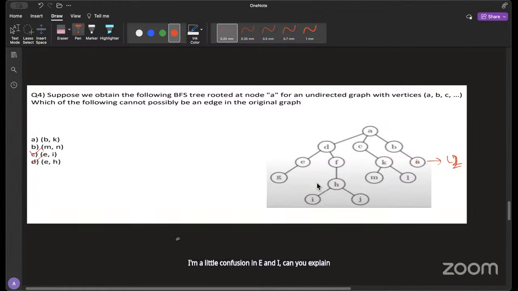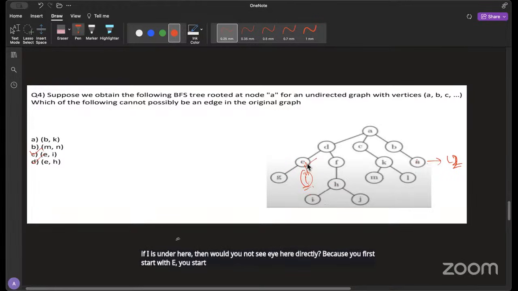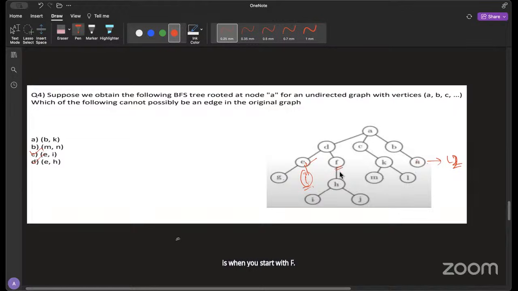Can you explain that? E and I has the same reason. First you start with E. Now, if I is under E, then would you not see I here directly? Because you first start exploring E, and only when you are done exploring E do you start with F, not before that. So if your I was here, then why would you write your I here again under H? That has been discovered via E, right? It has been visited via E. Why are you writing this again here if E and I was actually an edge?